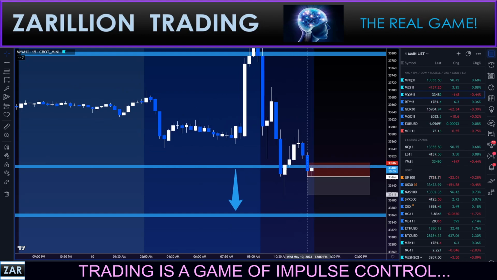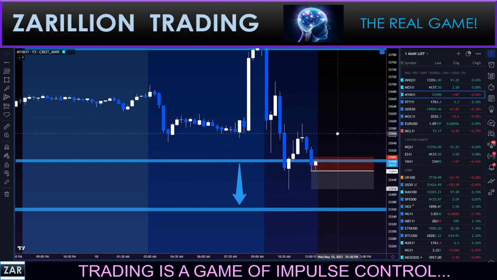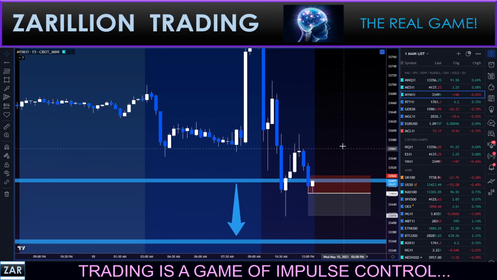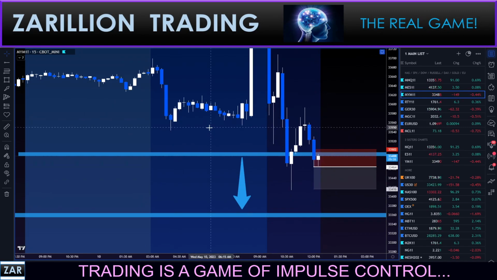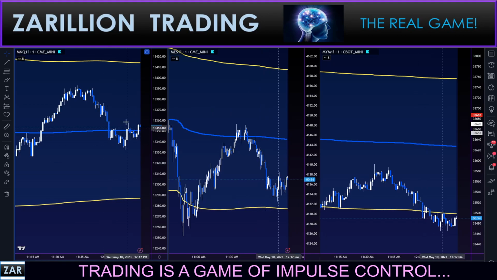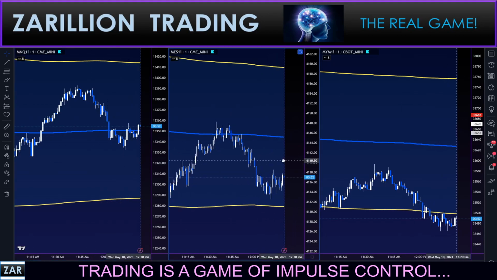Watching. I could very easily and very quickly flip to a long here, guys, because of what I'm seeing here. Failure to reach a new low. Structure breaks on the 1-minute chart.